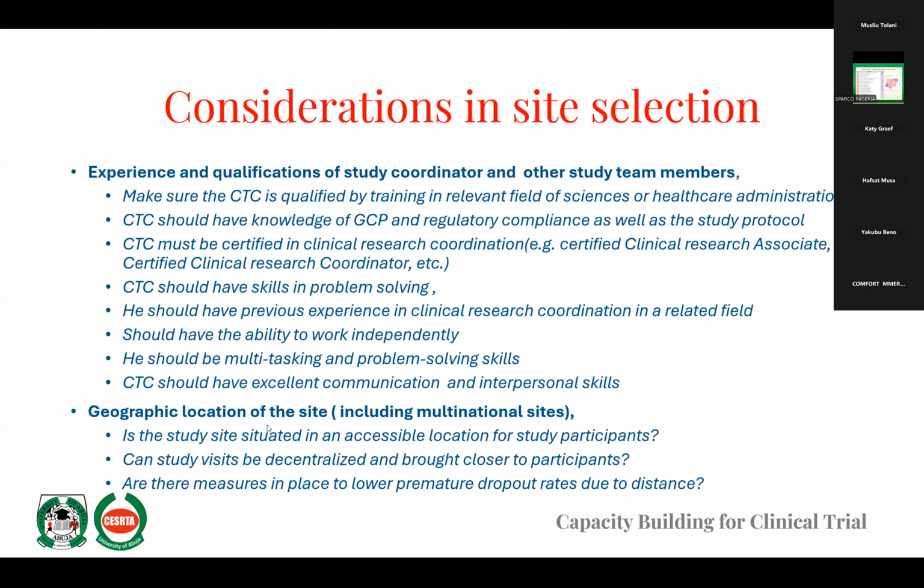Then we look at the geographical location of the site. Again, this is very important, because when you have a site located where it's difficult for participants to have access to it, the aim will be defeated. So it's very important that the site should be situated in an accessible location for study participants. And there's a need for the study visits to be decentralized. This will bring the study closer to the participants. Otherwise, when it becomes so far for the participants to get there, they get discouraged.